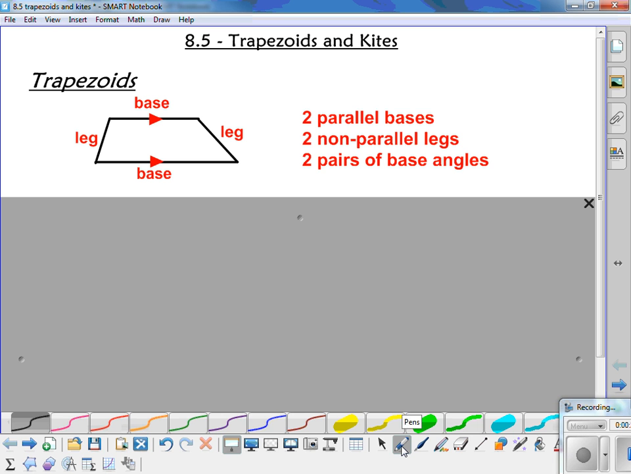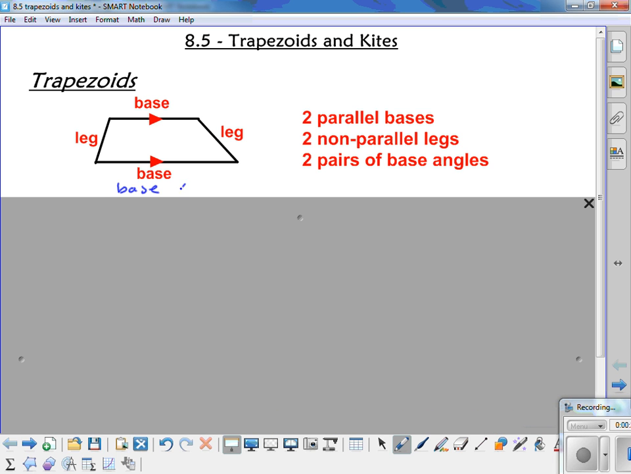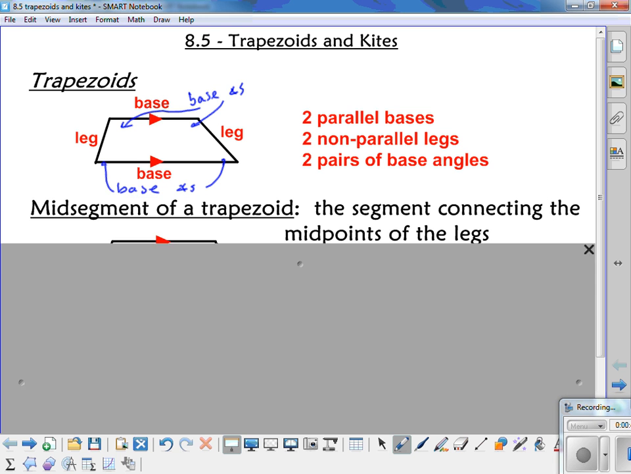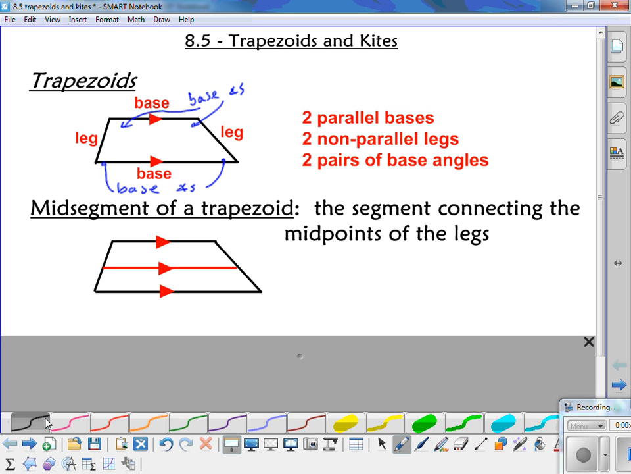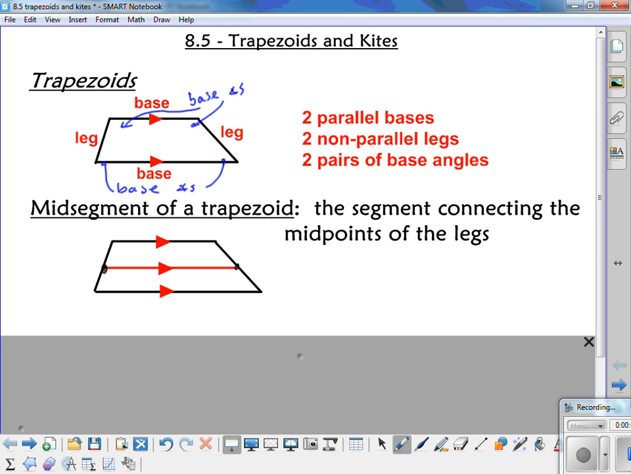And so your base angles are these angles here on the bottom, but then up on top, another pair of base angles is also these two angles. The mid-segment of a trapezoid is the segment that connects the midpoints. So this would be a midpoint and this would be a midpoint, which means those two sections are congruent and those two sections are congruent.